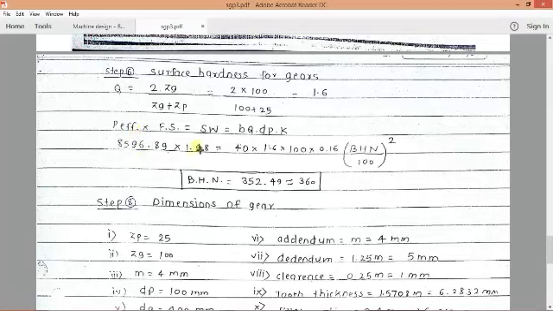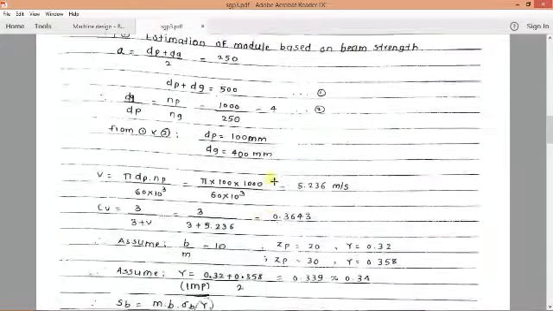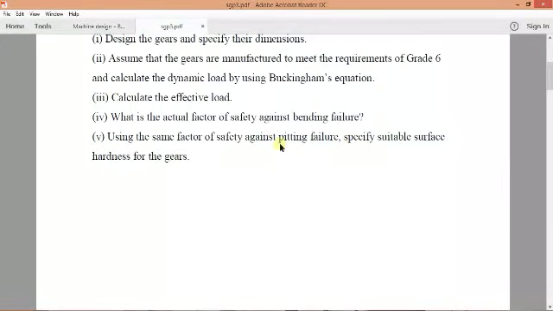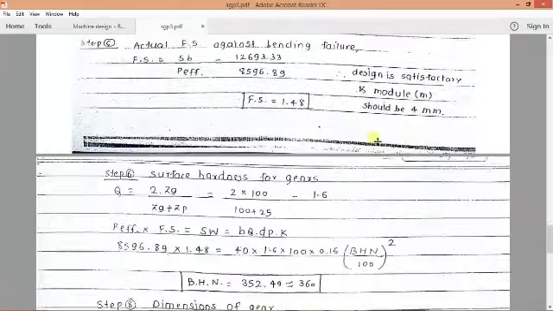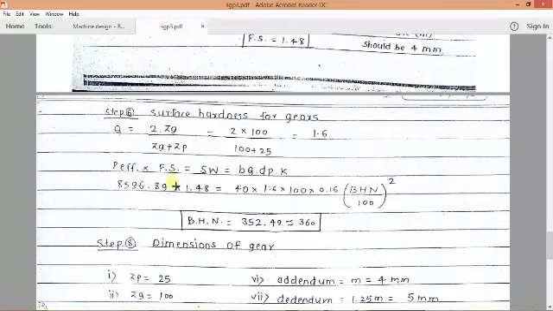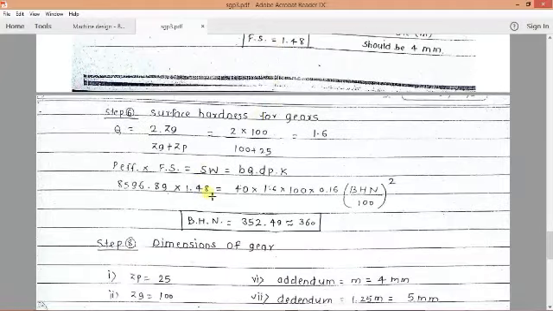P effective we have, and the factor of safety we have already calculated here. As they mentioned that we have to use the same factor of safety which we calculated, we are taking 1.48. If it is not mentioned, then we take the factor of safety as 2, but they specially mentioned that we have to take the value we calculated, 1.48. So we have taken that value of factor of safety here, and B is equal to 40, as calculated earlier.